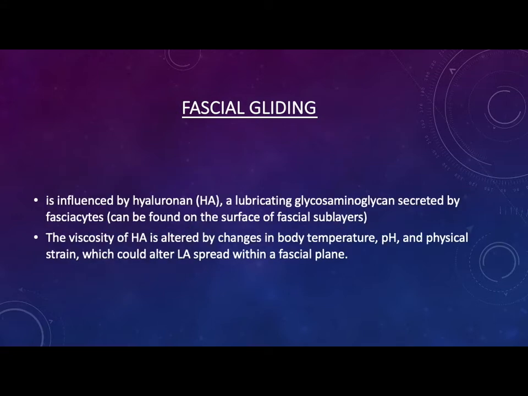Basically, fascial gliding is influenced by hyaluronan. It's a lubricating glycosaminoglycan, which is secreted by fasciacytes, which can be found on the surface of fascial sublayers. The viscosity of the hyaluronan is altered by changes in body temperature, pH and physical strain, which could alter LA spread within a fascial plane.